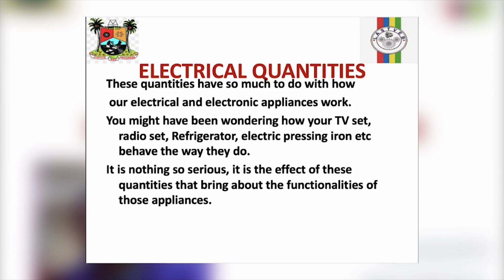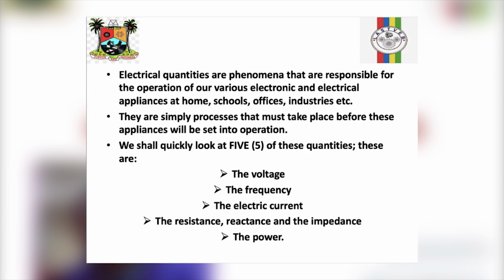To start first, these quantities have so much to do with how electrical and electronic appliances work. You might have been wondering how your TV set, radio set, and other electronic gadgets behave the way they do. It is nothing so serious. It is the effect of these quantities that bring about the functionalities of these appliances. So, these quantities are phenomena that are responsible for the operation of our various electronic and electrical appliances at home, even in schools, offices, and industries. They are simply processes that must take place before these appliances will be set into operation.